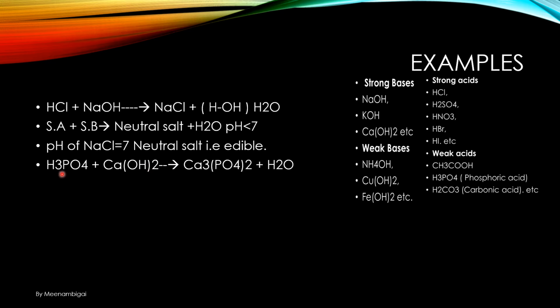Let us see here, H3PO4. H3PO4 is phosphoric acid, which is a weak acid. Ca(OH)2 is a strong base. So weak acid and strong base. Which is strong here? Base is strong. So this salt is basic in nature. So the pH range will be greater than 7.